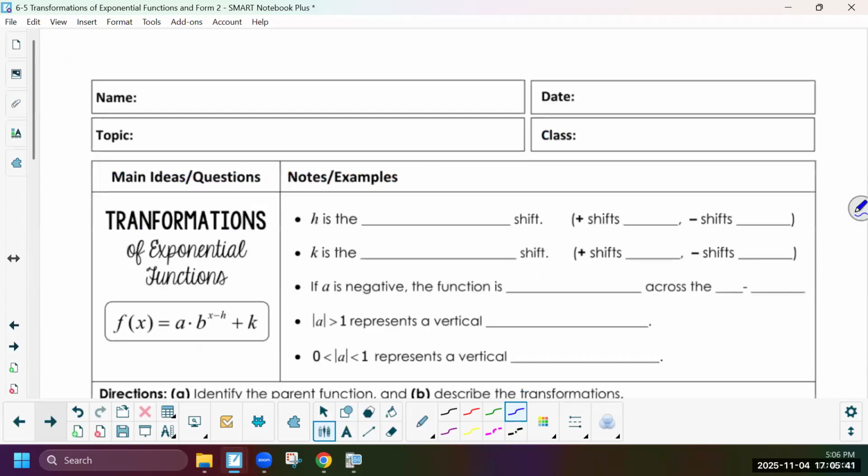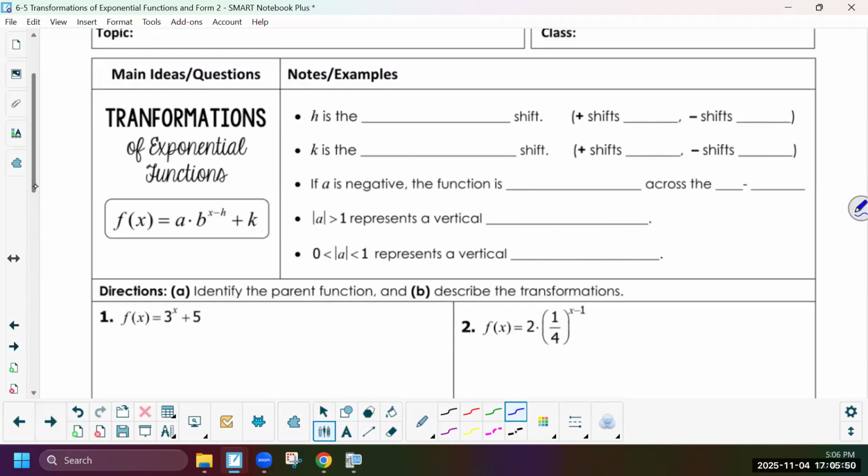All right, so let's get into it. So you have your notes for transformations of exponential functions. So you see the equation is right here on the left-hand side under transformations of exponential functions. We have the h is up in the exponent touching the x, and the k is at the end by itself. It's very similar to when we had the absolute value functions, just instead of the x and h being inside the absolute value bars, they're up in the exponent. H is the horizontal shift.